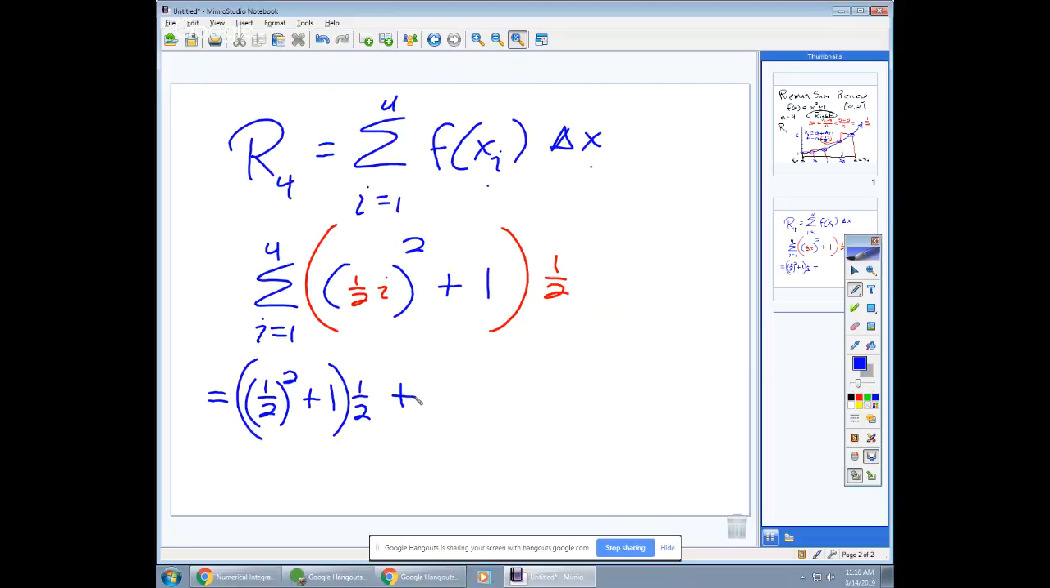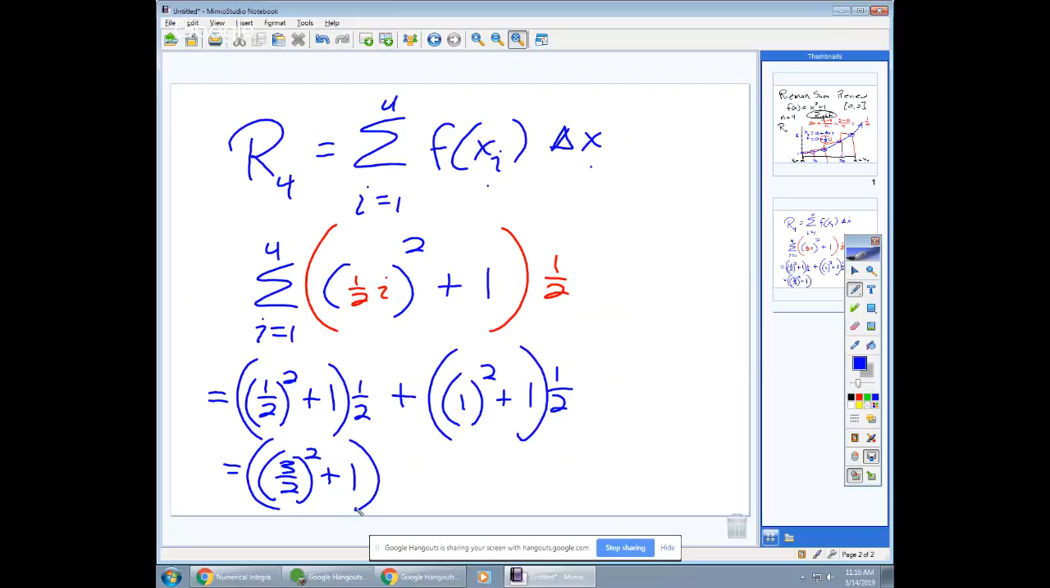Add on. i jumps from 1 to 2. So that's going to give me 1/2 times 2, which is 1, squared plus 1. That's the y value multiplied by 1/2. Plug in 3. 3 times 1/2 would be 3/2. Square it, add 1. That's the y value. Go to next. Multiply by my delta x, 1/2.